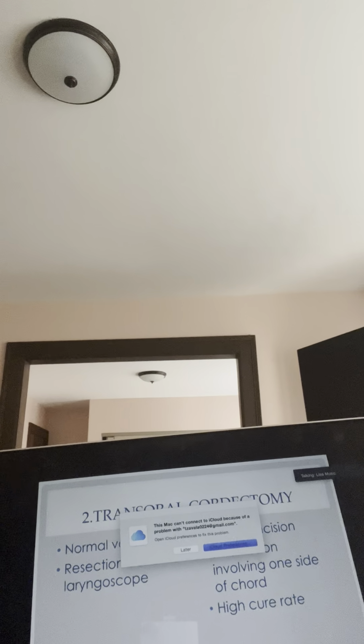Our second type of possible surgery would be a transoral chordectomy. This would be due to a small lesion on one side of the cord that needs to be removed. In this case, they have a normal voice with no problems. It is resected via laryngoscope. Remember, due to it going through the mouth, there is no skin incision. And there's a very high cure rate with it.